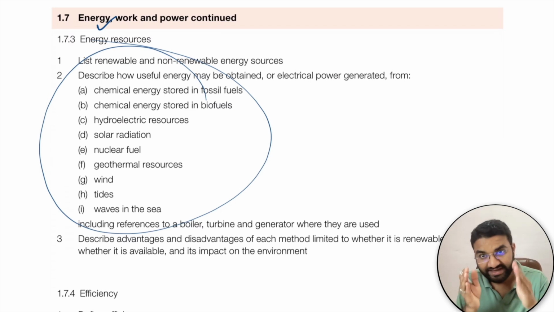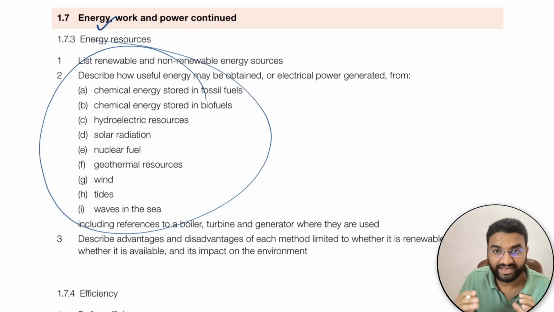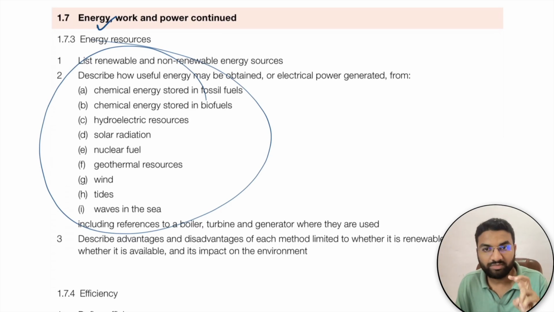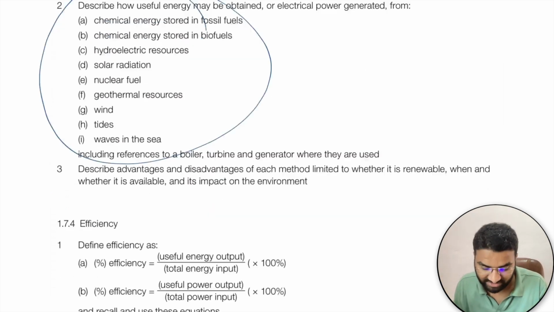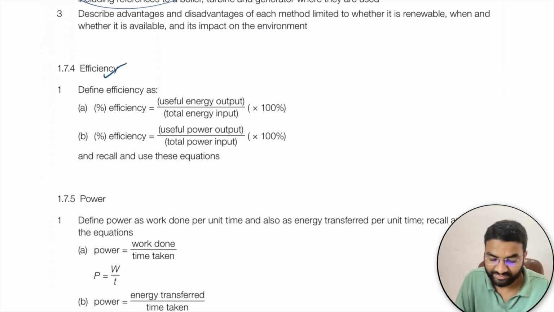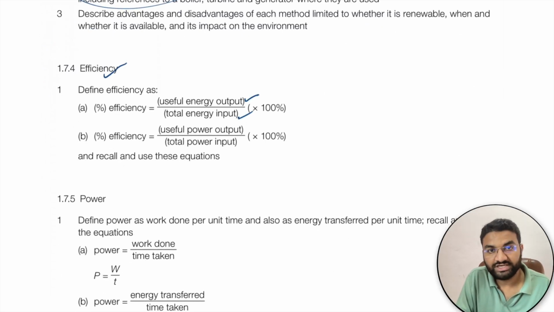Their advantages and disadvantages are a very important part. You will get a 2 mark question: write the advantage and disadvantage of, for example, geothermal energy. You have to write specific points in point form, and then you will get the 2 marks. Then efficiency. Efficiency is nothing but useful energy output over total energy input. The efficiency of any system is always less than 1, you have to understand this.